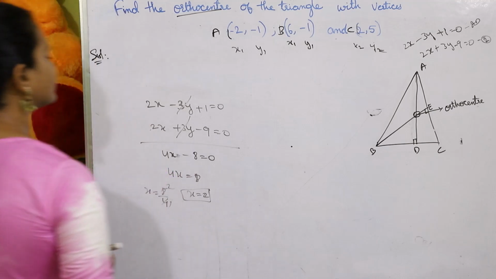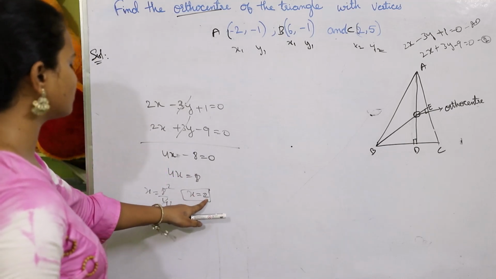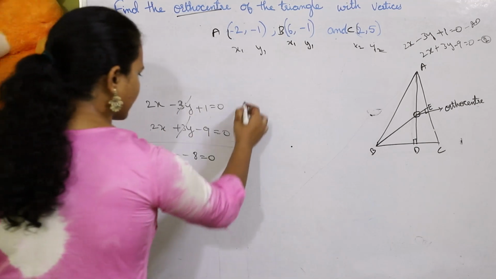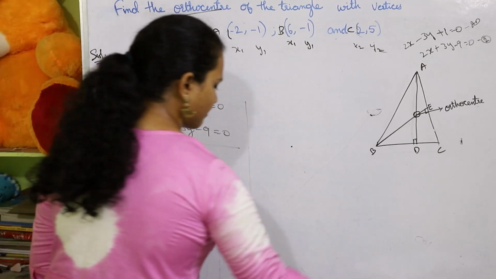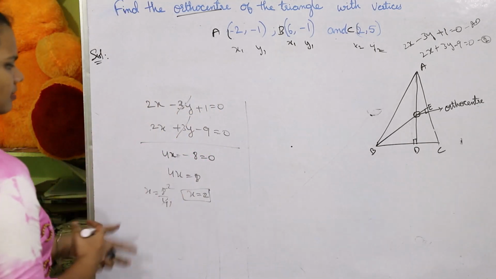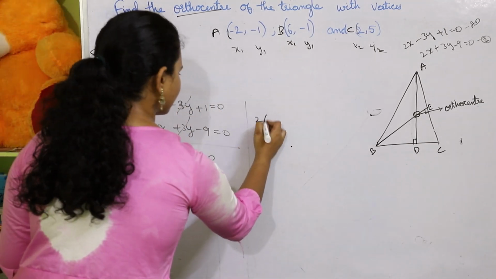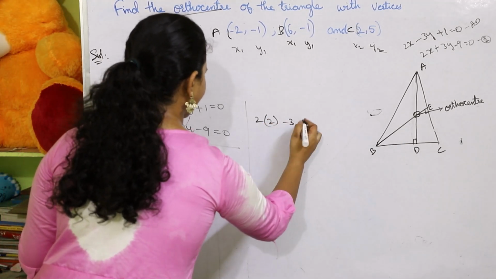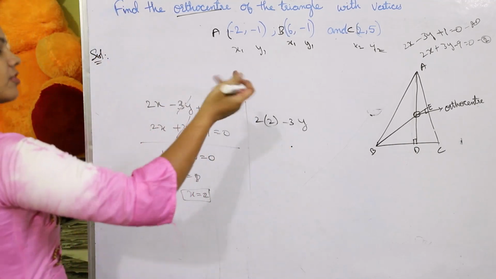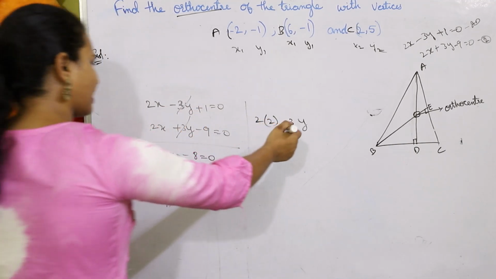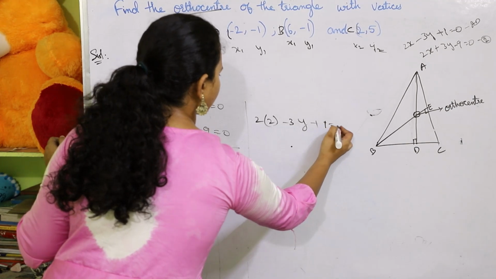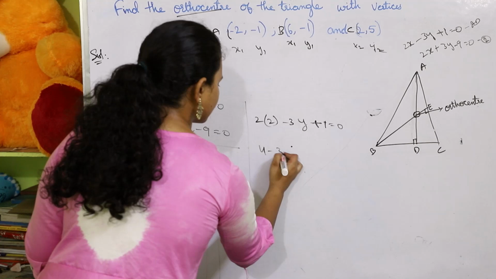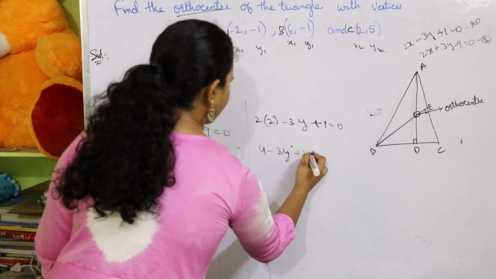Now what you do, guys, is substitute this x value where x equals 2 in equation 1 or equation 2. Let us substitute this x value in equation number 1, because equation number 1 is very small compared to equation number 2. So 2 into 2 minus 3y, with 3y as it is because we don't know the y value, so we are going to find out the y value, plus 1 is equal to 0. So 2 into 2 is 4, so 4 minus 3y plus 1 is equal to 0.